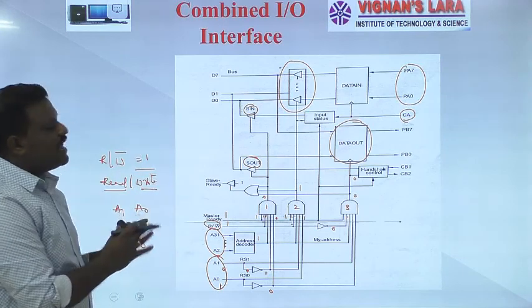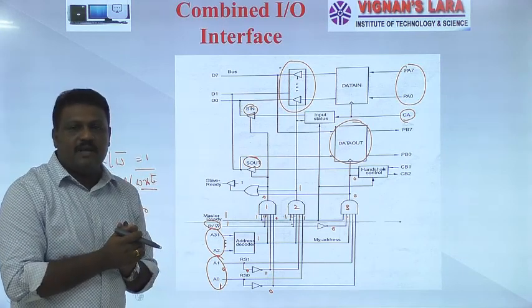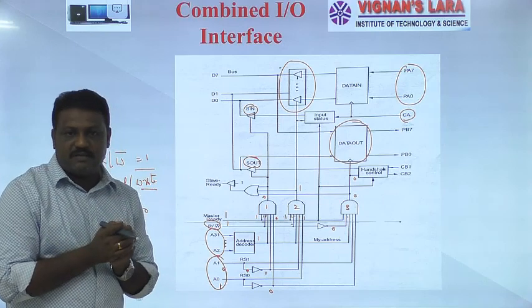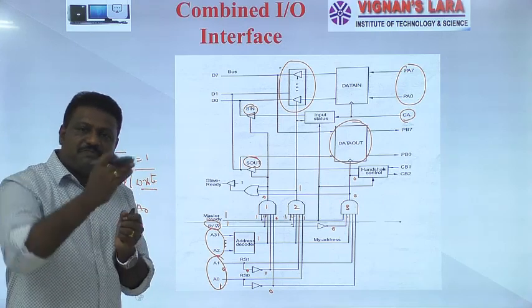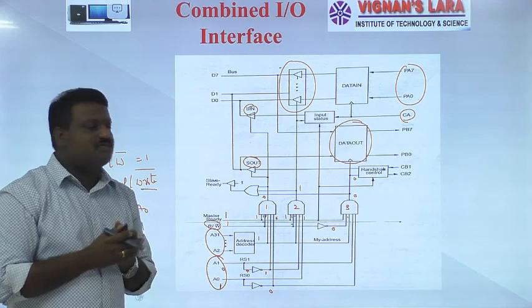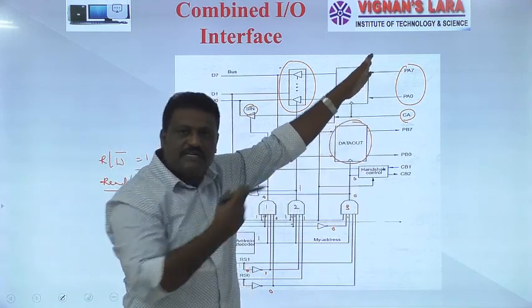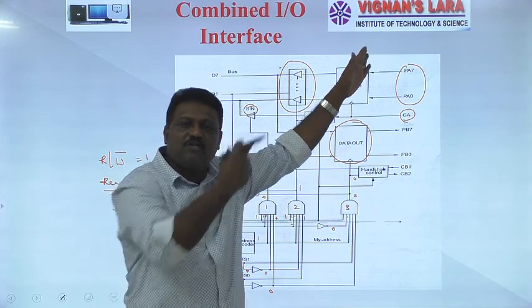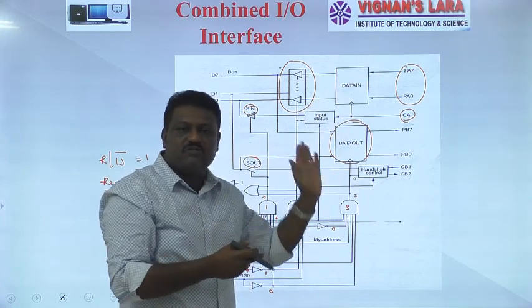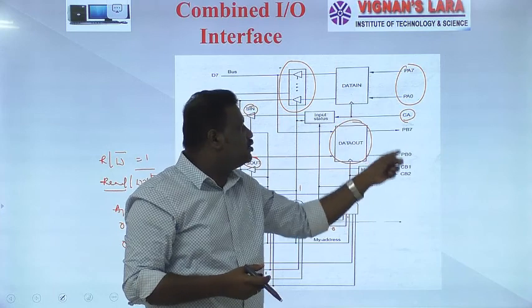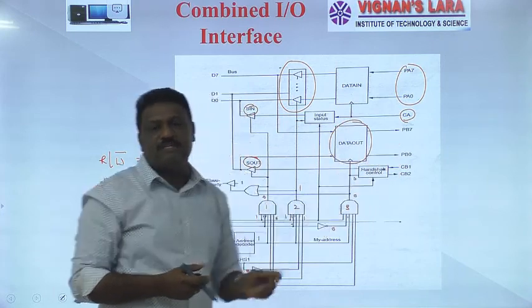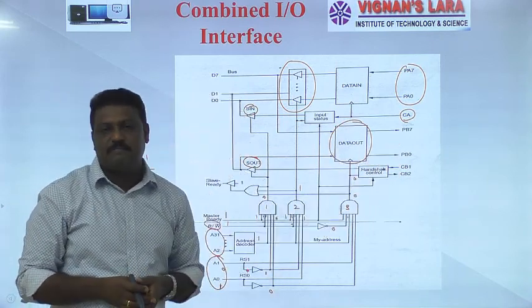So in this case, I have a disadvantage. What is the particular disadvantage? Instead of using a common bus between an external device and the I/O interface, here we are using 2 different buses. One is to receive data from an input device, that is PA0 to PA7, and another one is to transfer data to an external device with the help of PB0 to PB7. Here we are using 2 different buses.